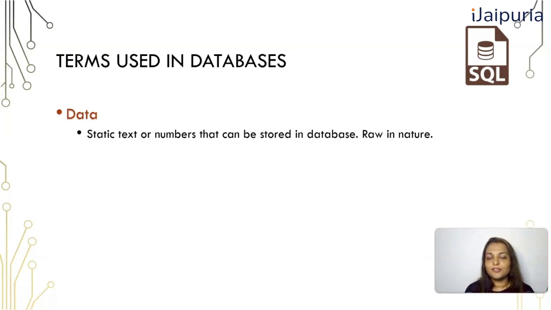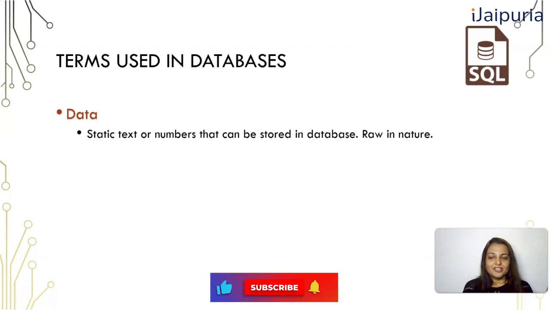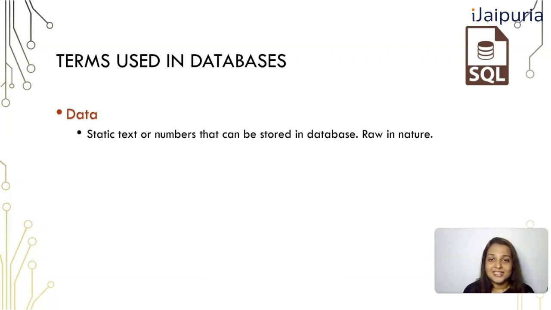Commonly used terms that are found in databases. Let us understand them. So we start off with data in the first place. Static text, numbers, or any other information that can be stored in the database is called data. Data is also known as raw data. That means we are just adding it without filtering out any value from it.